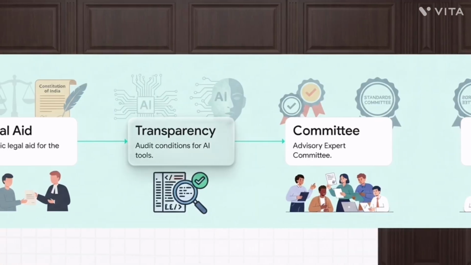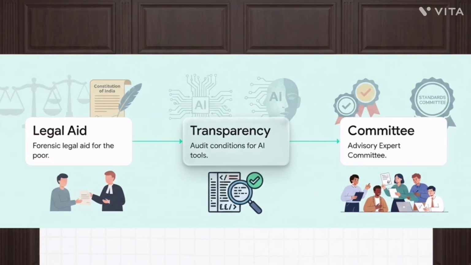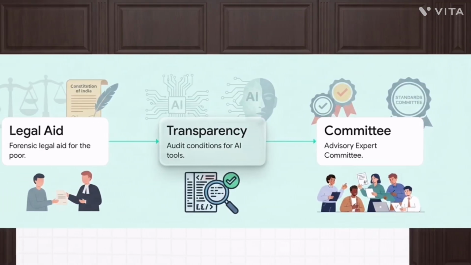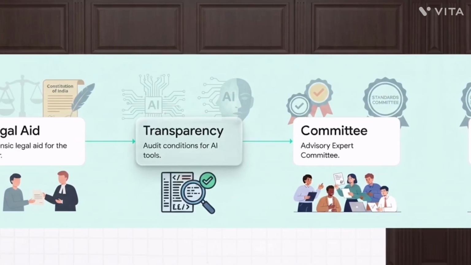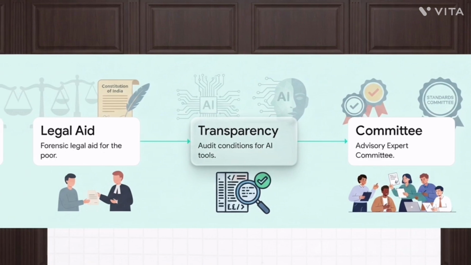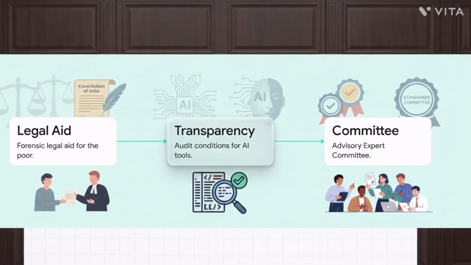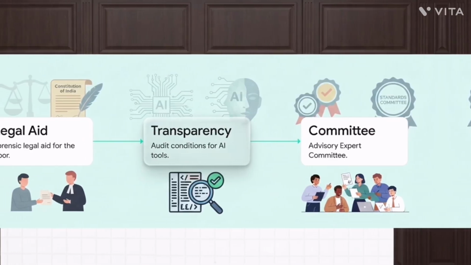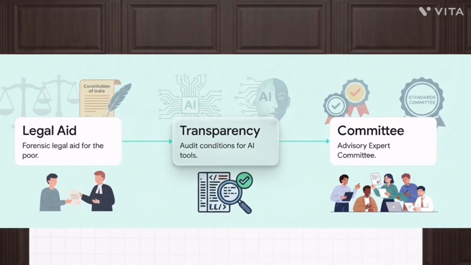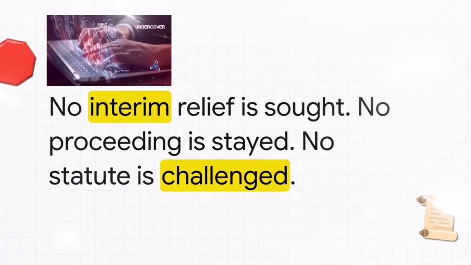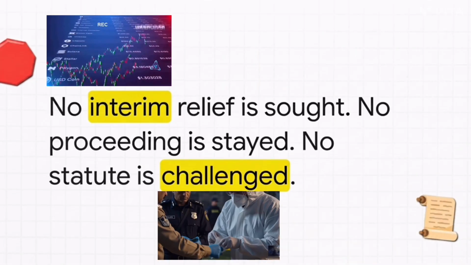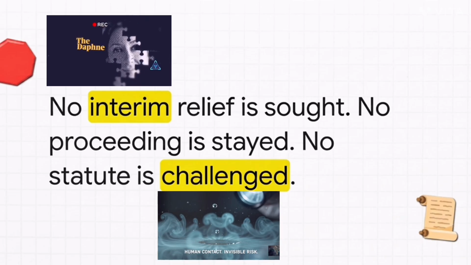Finally, Step 6 asks for the formation of an advisory expert committee. Now, this committee wouldn't decide guilt or innocence, and they wouldn't replace Parliament. They would just study standards for accreditation, validation, and AI reliability, making recommendations to make sure our safeguards actually keep up with evolving technology.